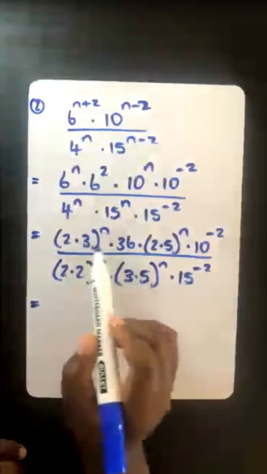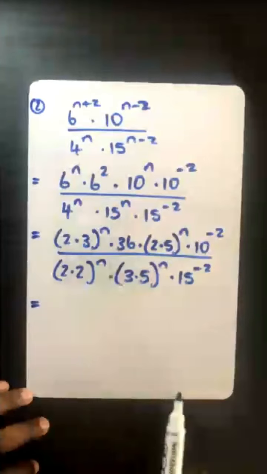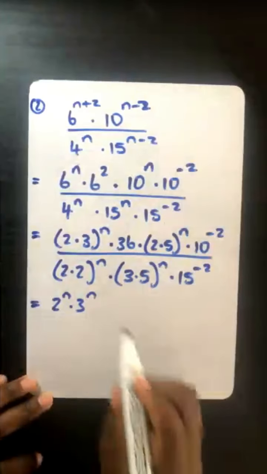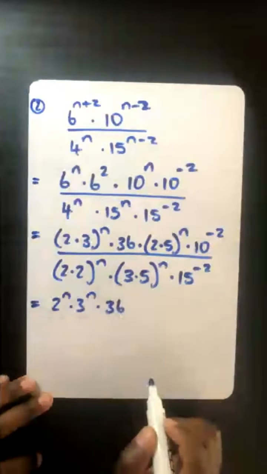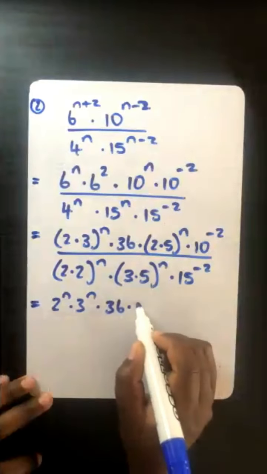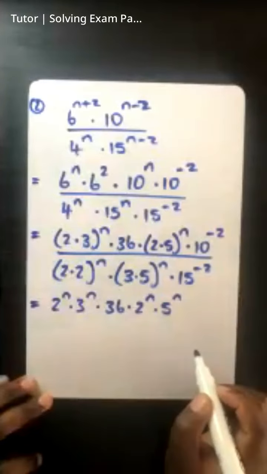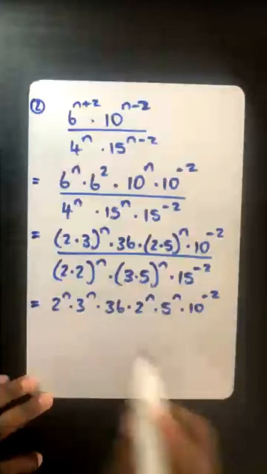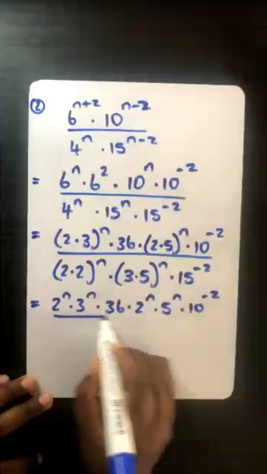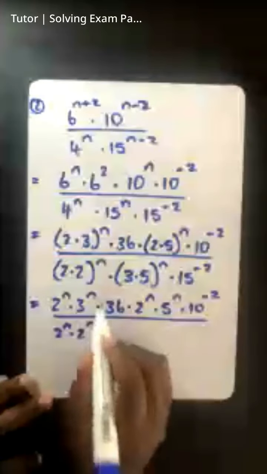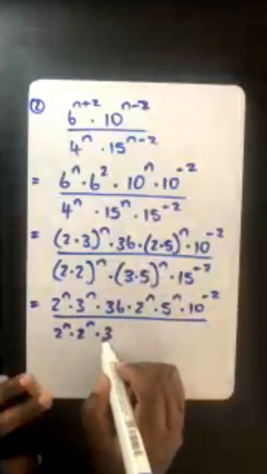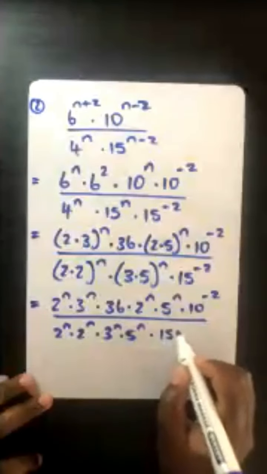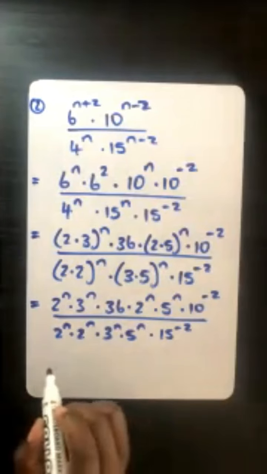100%. So now, obviously, we multiply the exponents, which means we're going to have 2 to the exponent n multiplied by 3 to the exponent n multiplied by 36 as it is, multiplied by 2 to the exponent n multiplied by 5 to the exponent n multiplied by 10 to the exponent minus 2. The whole of this is divided by 2 to the exponent n multiplied by 2 to the exponent n multiplied by 3 to the exponent n multiplied by 5 to the exponent n multiplied by 15 to the exponent negative 2.